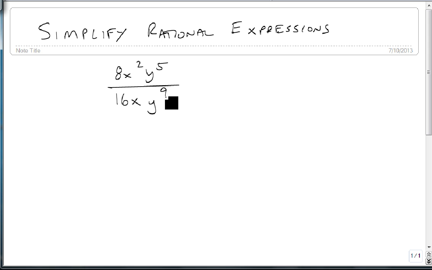We've seen this one before, and we do exactly what we did before when we only have one term. We look at the numbers first. 8 and 16 have an 8 in common. That leaves a 1 and a 2. We then look at our x's. We have x squared on top and x on bottom. X squared over x is just a single x on top over 1.